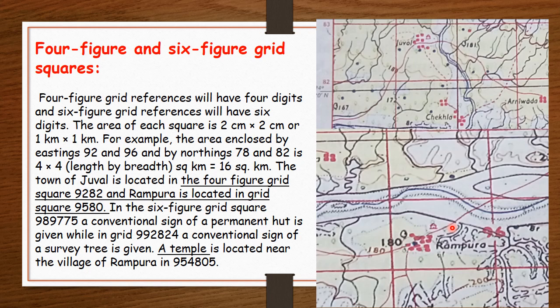You can even find a temple that is located near Rampura. So generally the question is asked in the exam to find out the 4-figure or 6-figure grid for Joval, Chekhla or Rampura, or it can be asked to find out the 6-figure grid for the temple which is located near the Rampura village. And yes, for the 4-figure grid we have to take eastings first and then northings, and in the 6-figure we have to divide that one grid into 10 parts, horizontal and vertical, and in this way we can find out the 6-figure grid for this temple also.